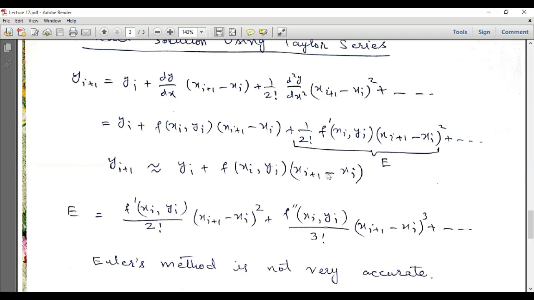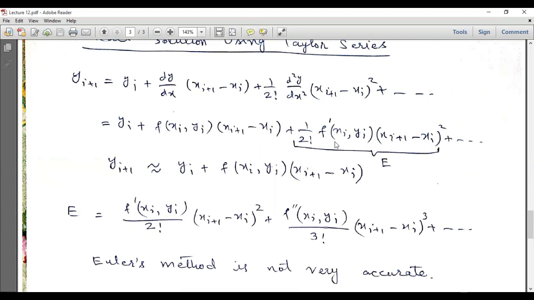If this step size is as small as possible, then these higher order terms can be neglected, because if the step size is small, its square will be even smaller, its cube even smaller, and so on. So our general solution will be equal to the sum of these first two terms.